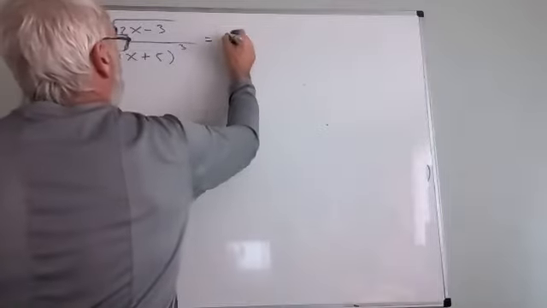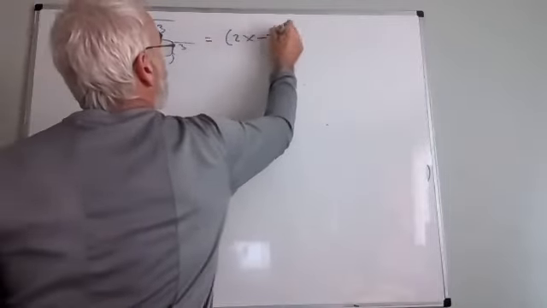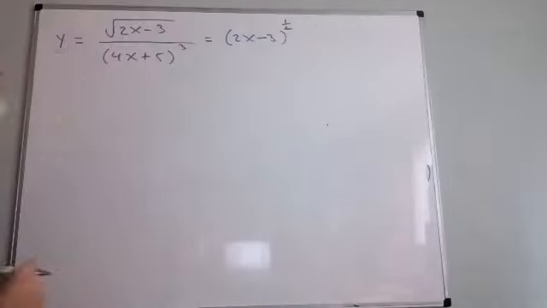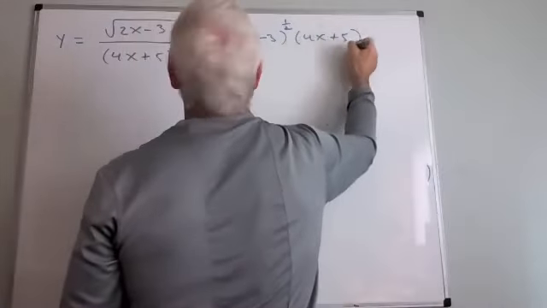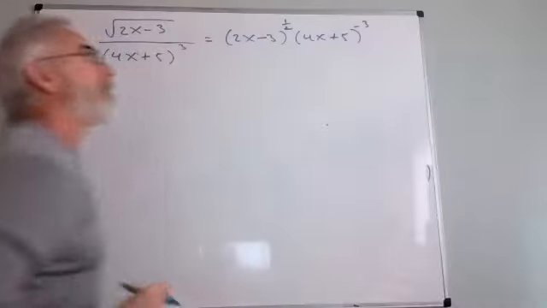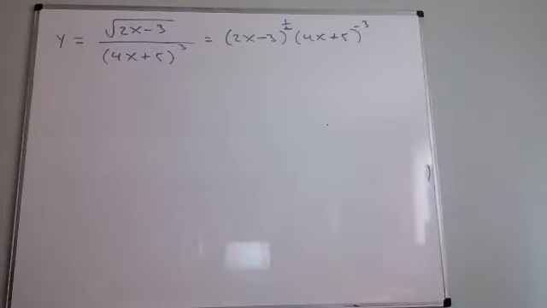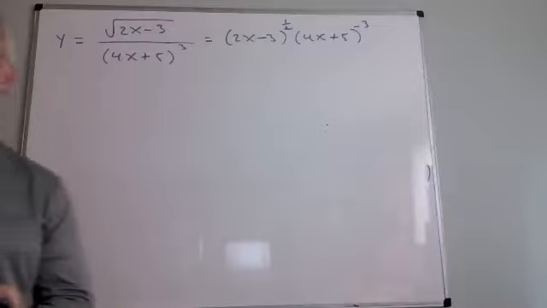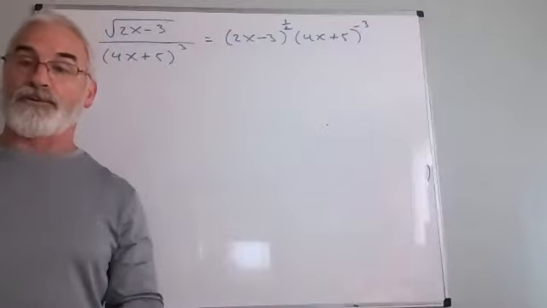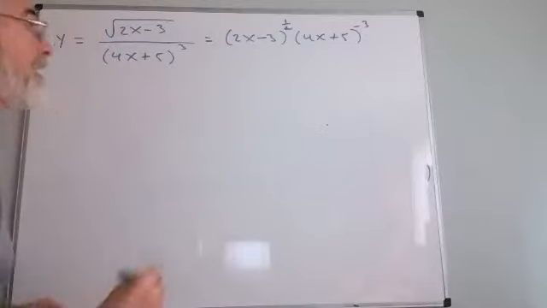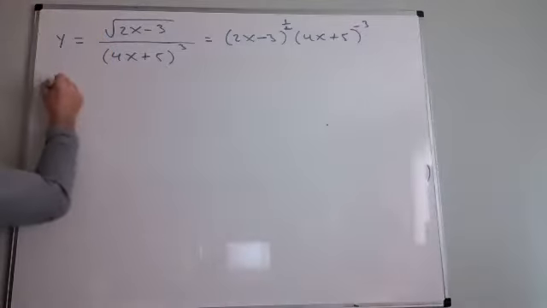So I can rewrite this as (2x minus 3) to the 1/2 power multiplied by (4x plus 5) to the -3rd power. So now I have a product of two functions, each being raised to powers. So I'm going to ultimately have to use the product rule, but within my product rule, I will also have chain rule. So this one here is kind of busy. So let's go slow. dy dx.